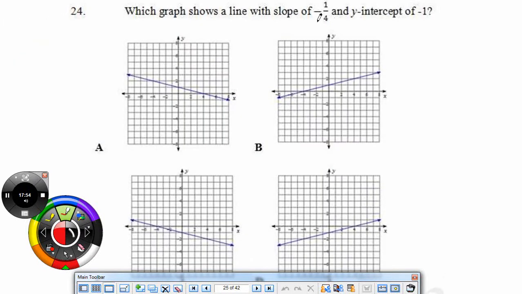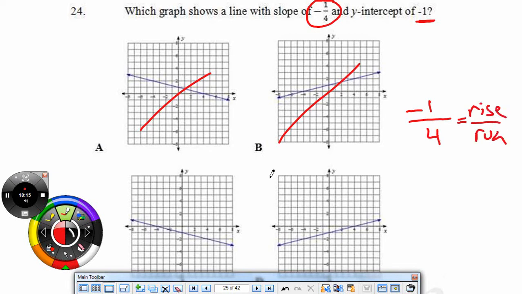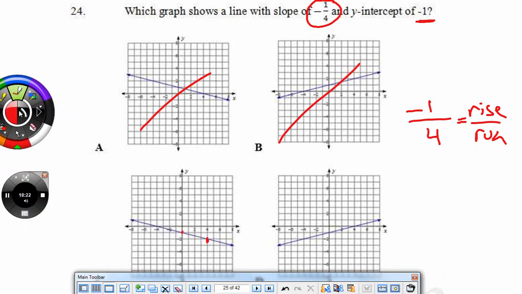Okay, we're looking for a graph that has a y-intercept of negative 1. That one doesn't. That one doesn't. So it's one of these. And then it has to have a slope of negative 1/4. So that means, remember, rise over run. It has to go down 1 and over 4. So it looks like it's this one. Down 1, over 4. So that would be C.